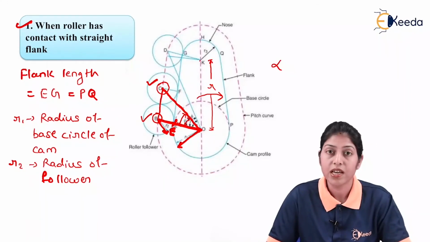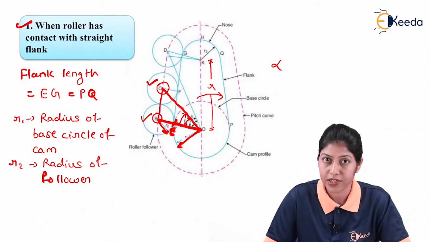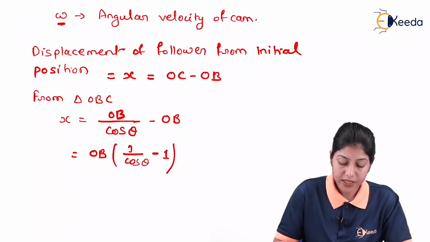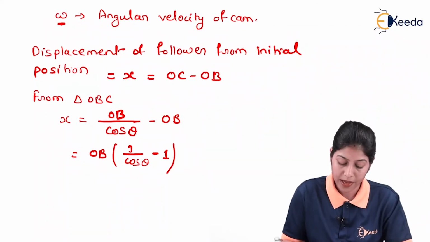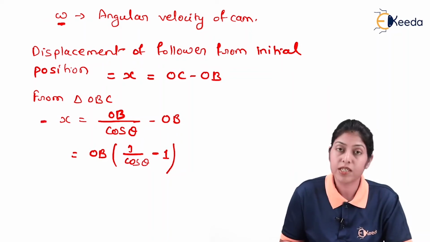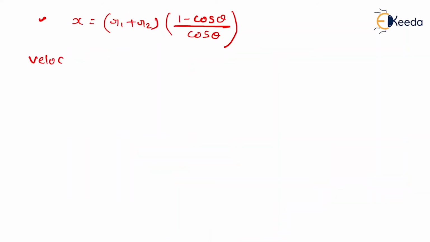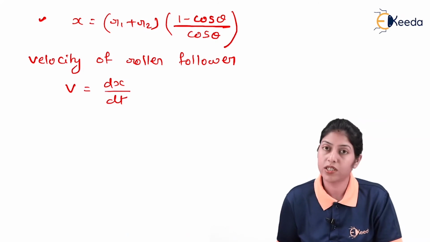Now we have the equation for the displacement, so we can easily define the equation for the velocity as well as for the acceleration. Here this omega is representing the angular velocity of the cam. So we can use this angular velocity of the cam in this expression if we are solving for the velocity with the help of this displacement equation. So this is the general expression for the velocity of the roller follower.